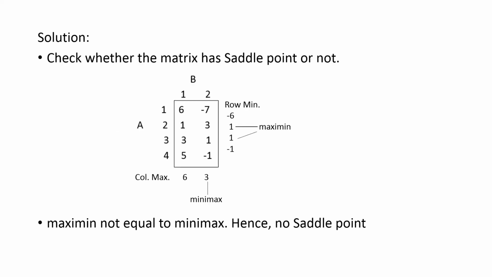Now coming to the solution, we have to check whether this is a pure strategy or mixed strategy game. If it is a pure strategy game, it will have a saddle point, and if mixed strategy, no saddle point. Here minimax is not equal to maximin, so no saddle point. Now we are going to find the value and probability using the graphical method.